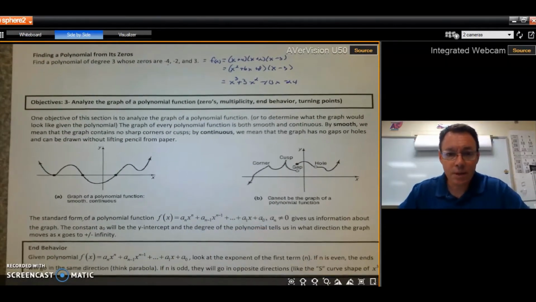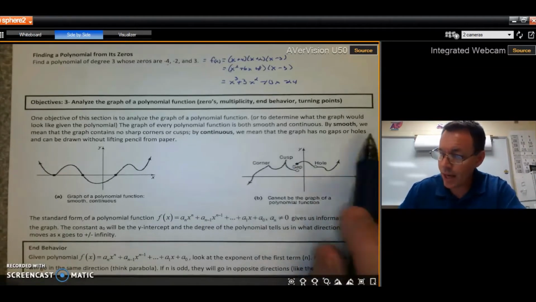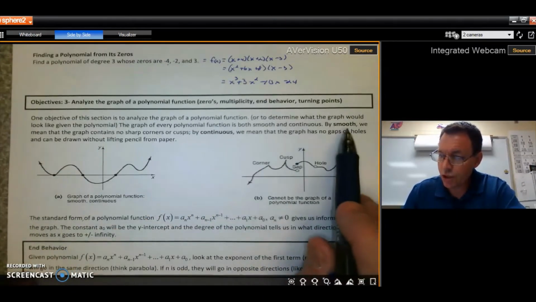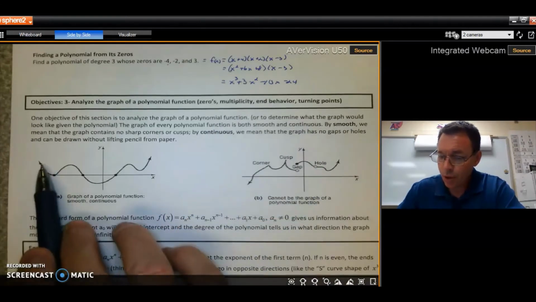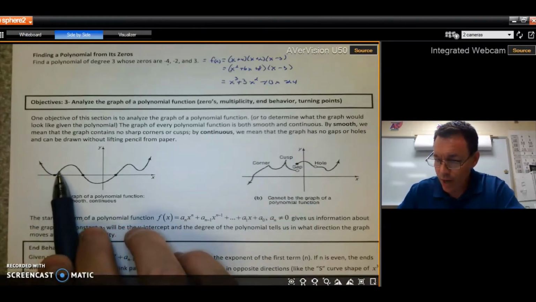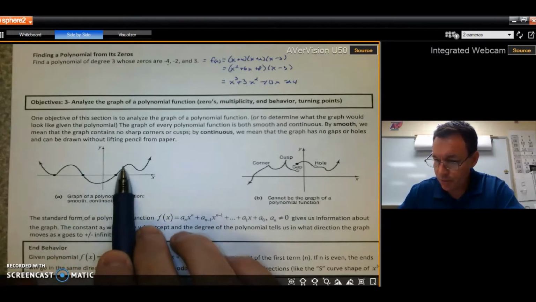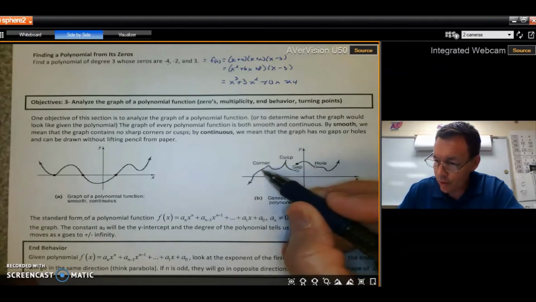Now, looking at the graph of a polynomial, eventually we're going to graph polynomials. Here are some properties that polynomials have. First off, a polynomial function is always smooth and continuous. By smooth, we mean there are these nice rounded corners. There are these little areas where it changes direction, but there are no sharp points. Like this is a corner where the graph goes up and makes almost a right angle. That would not be a polynomial.